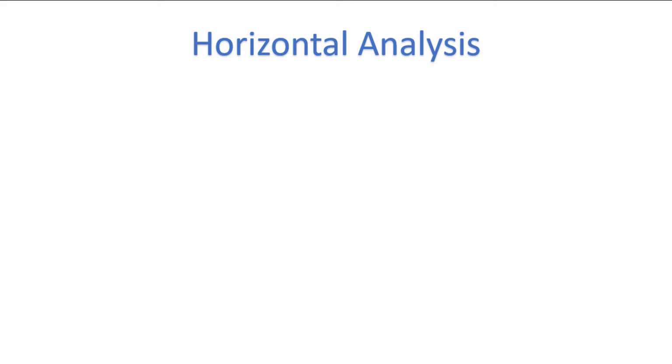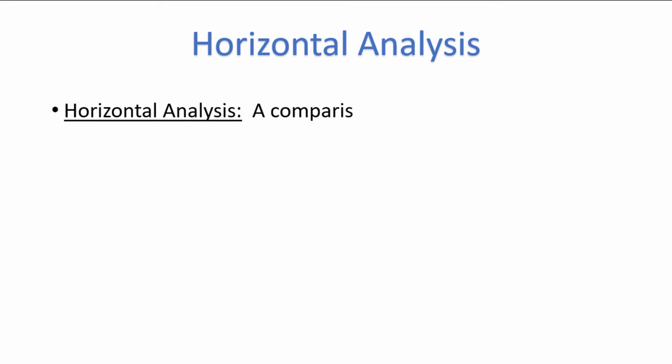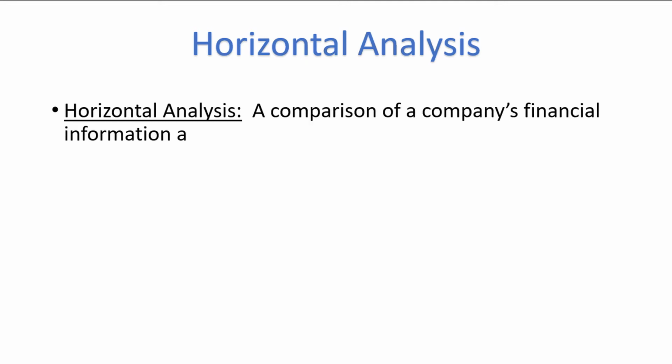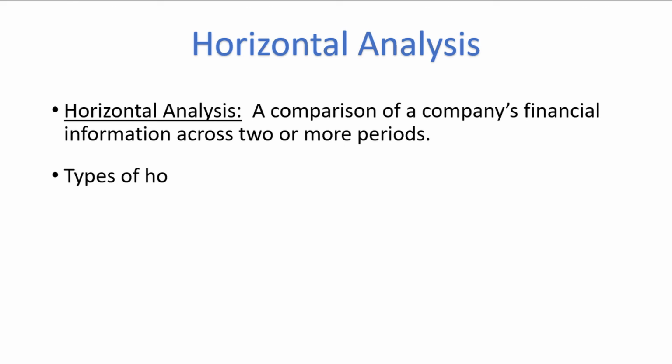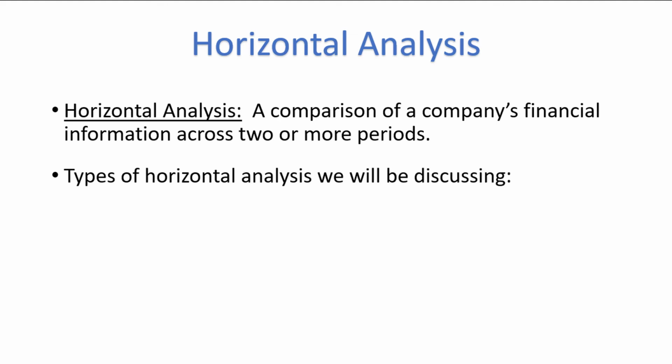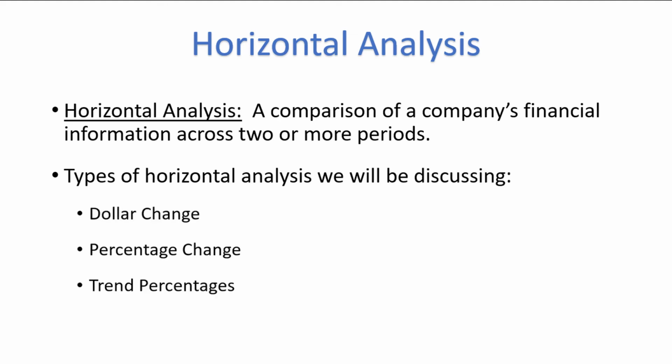Today, we will be discussing horizontal analysis. A horizontal analysis is a comparison of a company's financial information across two or more periods, requiring us to look horizontally between the years on the relevant financial statements. The three types of horizontal analysis that we will be discussing are dollar change, percentage change, and trend percentages.